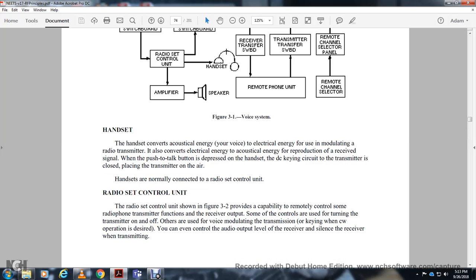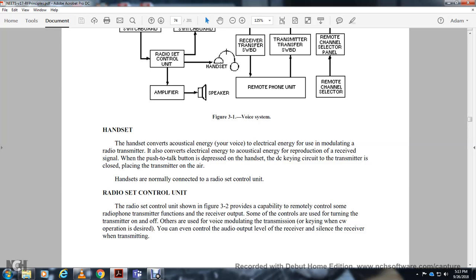The handset converts the acoustical energy of your voice into electrical energy for modulating the radio transmitter. It also converts electrical energy back into acoustical energy to reproduce the receiver output. The signal to push the talk button on the handset works with a DC keying circuit, and the transmitter is keyed and put on the air. Handsets are normally connected to the radio set control unit.